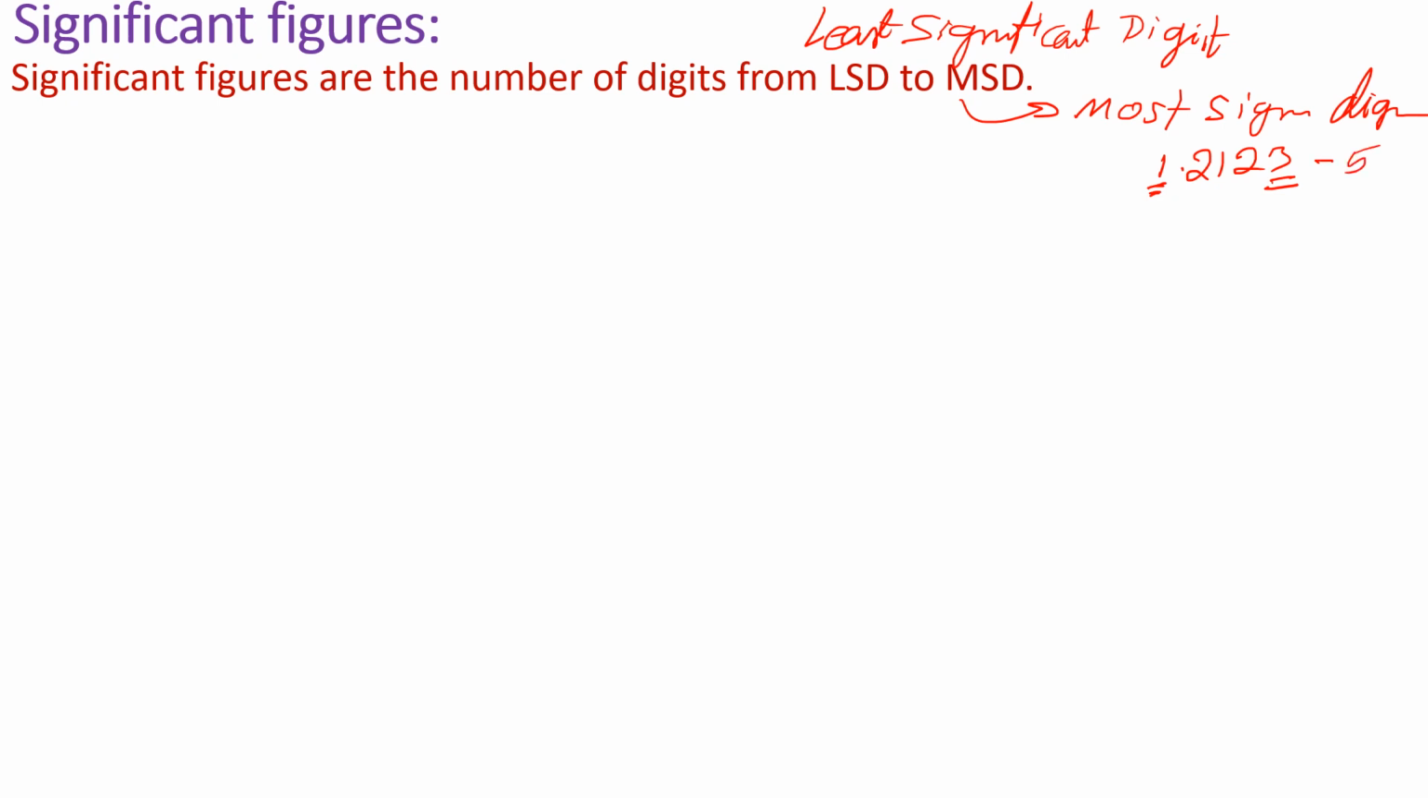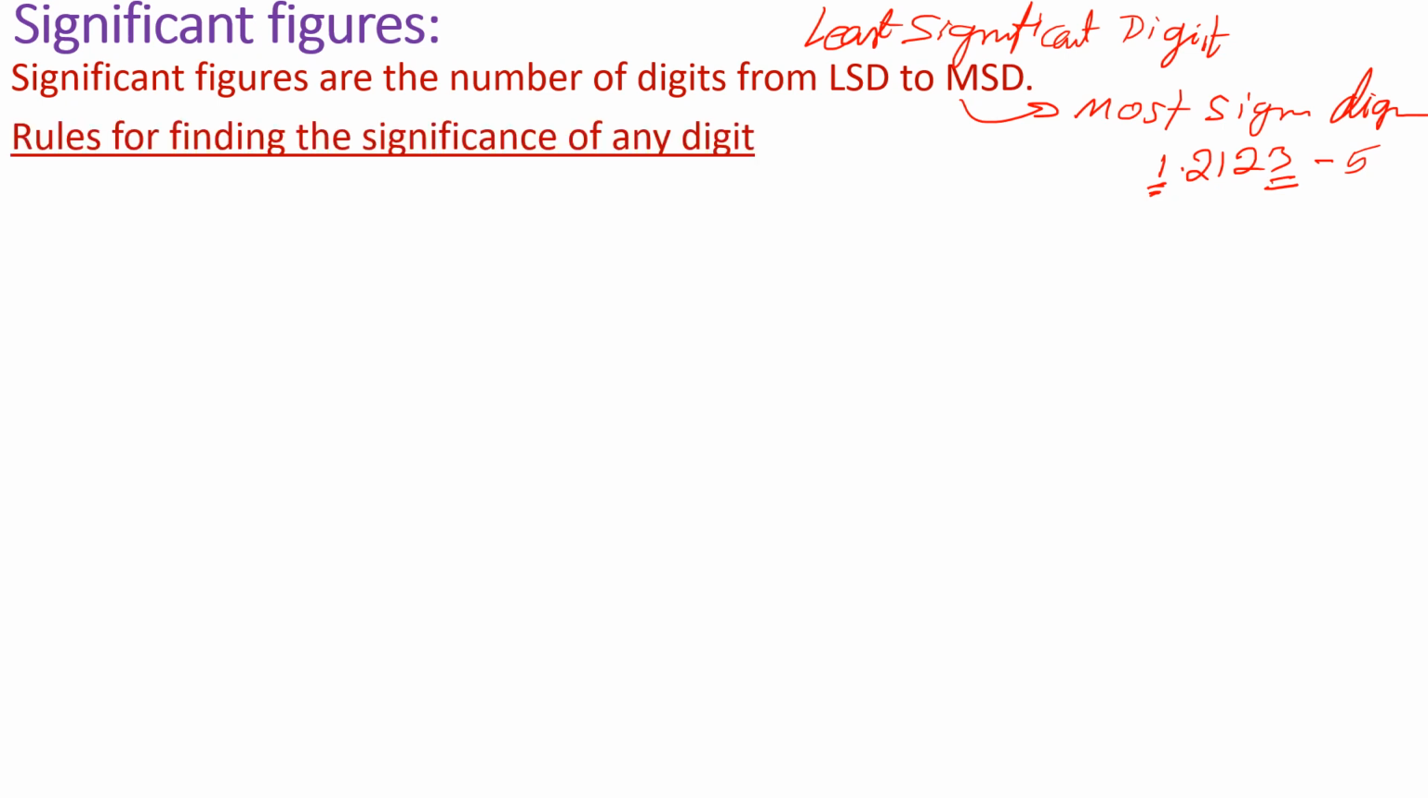But the main challenge is finding the MSD and LSD. There are different rules for finding the significance of any digit, whether it is significant or not. So there are some rules to find that out. We shall see them one by one. The first rule is that all the non-zero digits are significant.